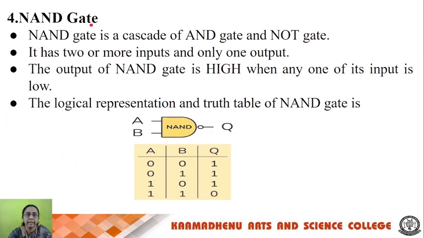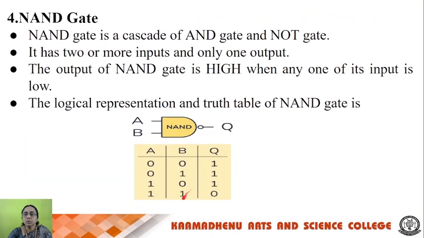Next one is NAND gate. The NAND gate is a cascade of an AND gate and a NOT gate. It has two or more inputs and only one output. The output of a NAND gate is high when any one of its inputs is low. This one is the logical representation of the NAND gate. In this NAND gate we have two input signals and only one output signal.